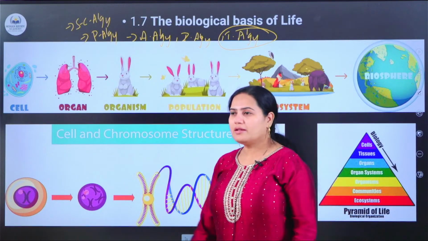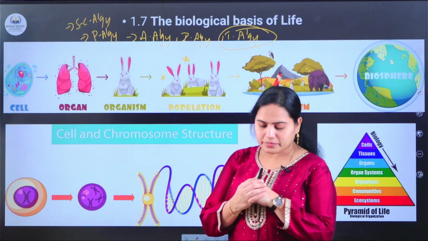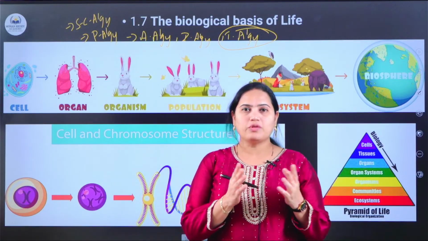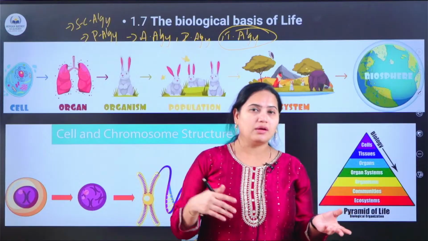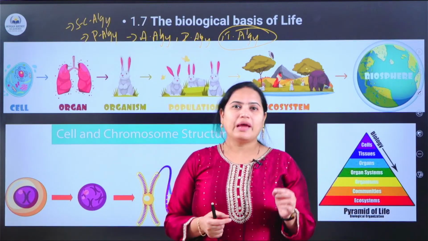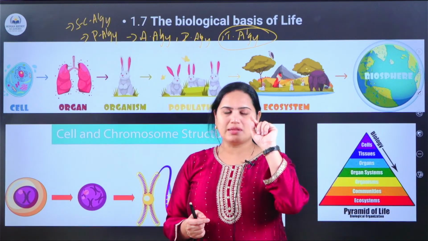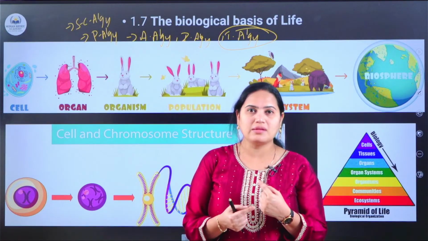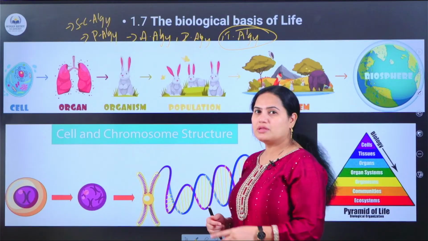Yes, the cell. Whatever part of the body you take, it consists of cells. So we have two types of organisms: unicellular and multicellular organisms. If an organism has at least one cell, it is considered an organism. Because the cell is so basic in nature, we will study about this cell.